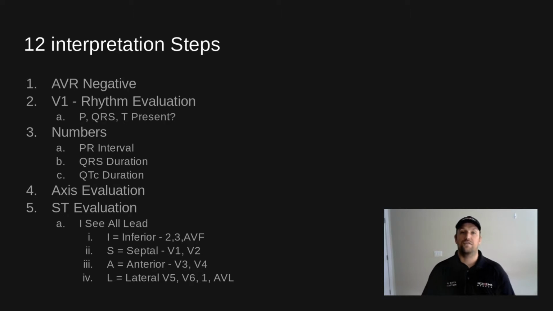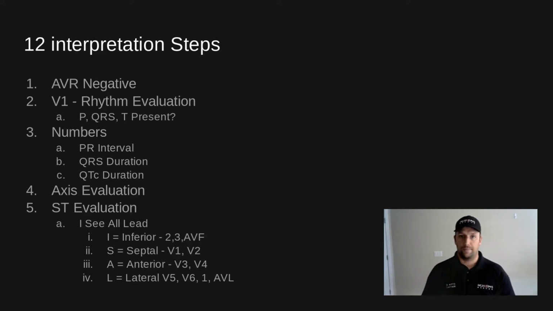Next, we're going to go to V1 and we're going to do rhythm evaluation. What we're talking about here is, do we have all of the components? P, QRS, T. Is there a P for every QRS complex followed by a T? Is it sinus or not? That's what we're looking to say. Is this a sinus rhythm or not a sinus rhythm?